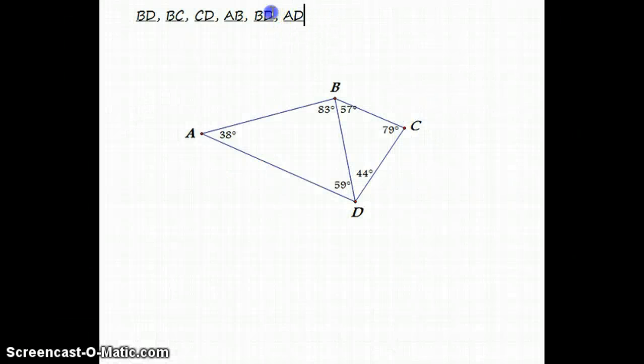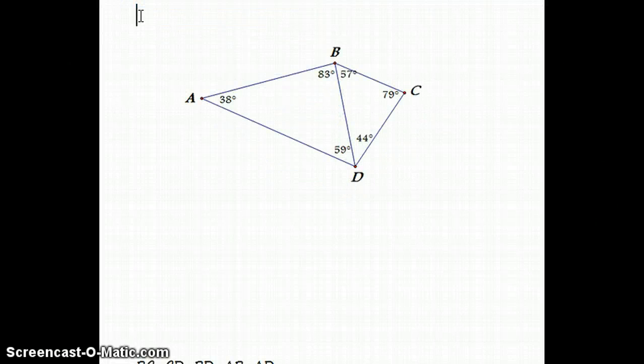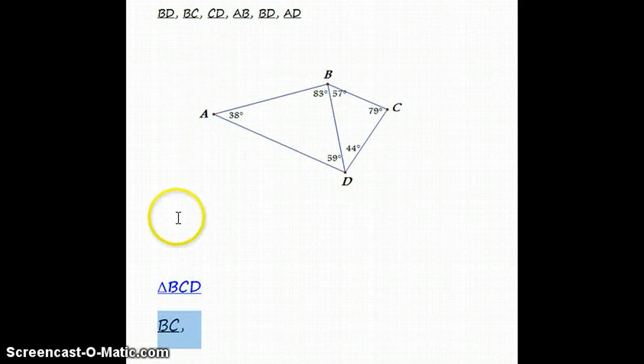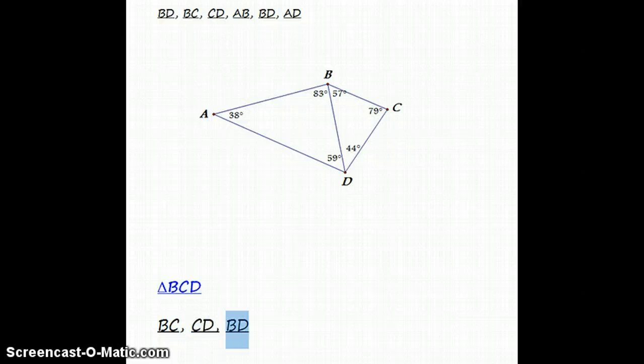So first of all, let's get rid of these problems. Now, what we're going to do is we're going to start with triangle BCD. Smallest side is going to be opposite the 44, and that is going to be BC. Next, we're going to have CD, and lastly, BD is the biggest side in that first triangle.